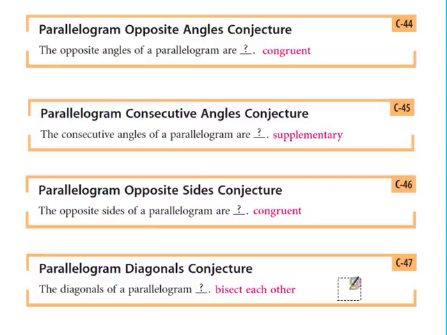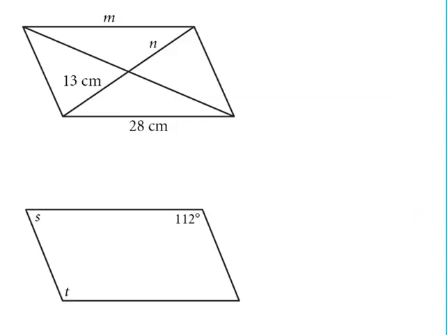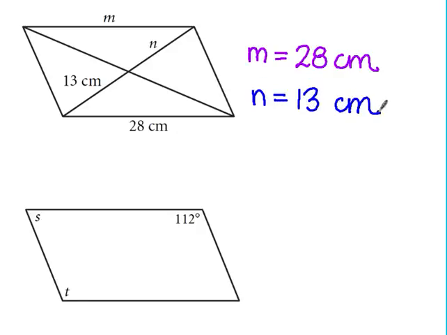Okay, so let's go ahead and look at an example on this next slide. We need to find what M and what N equal. First of all, what does M equal? 28 centimeters, because those are opposite sides, and we know that the opposite sides of a parallelogram are congruent. What about N? 13, because those are diagonals, and diagonals are bisected in a parallelogram.